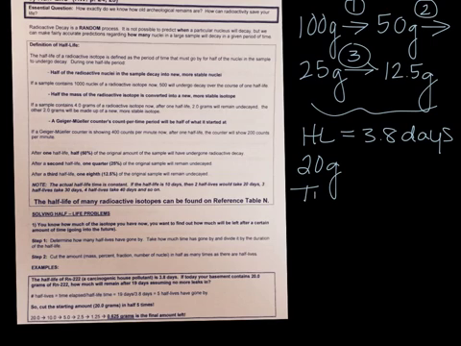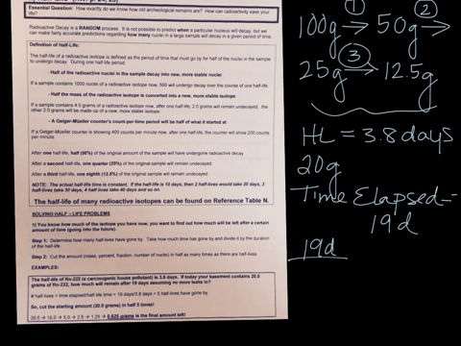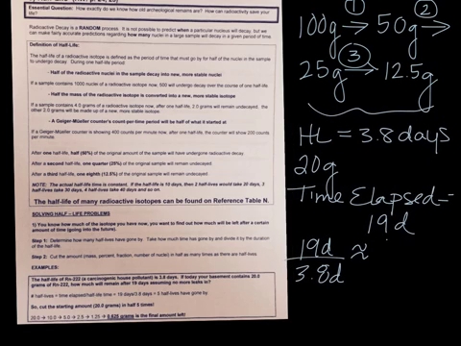and my total time, so we can call this time elapsed, equals 19 days. So what I want to do is take my total time, 19 days, and divide it by my half-life, 3.8 days, right? And that's going to give me approximately 5 half-lives.